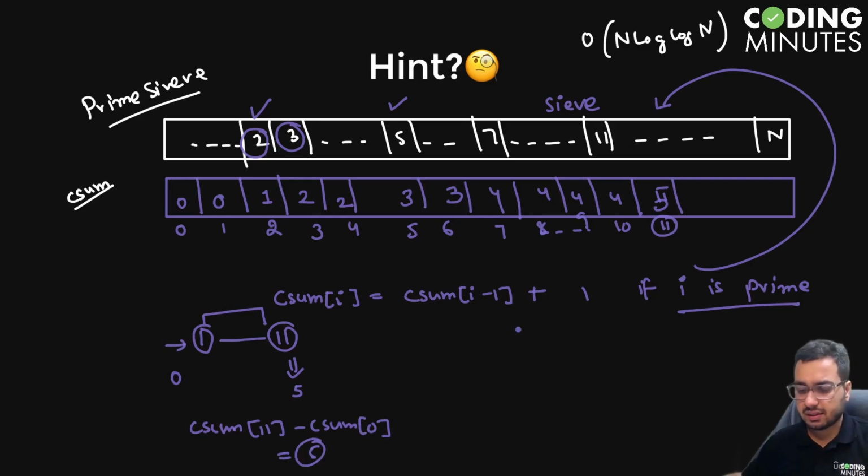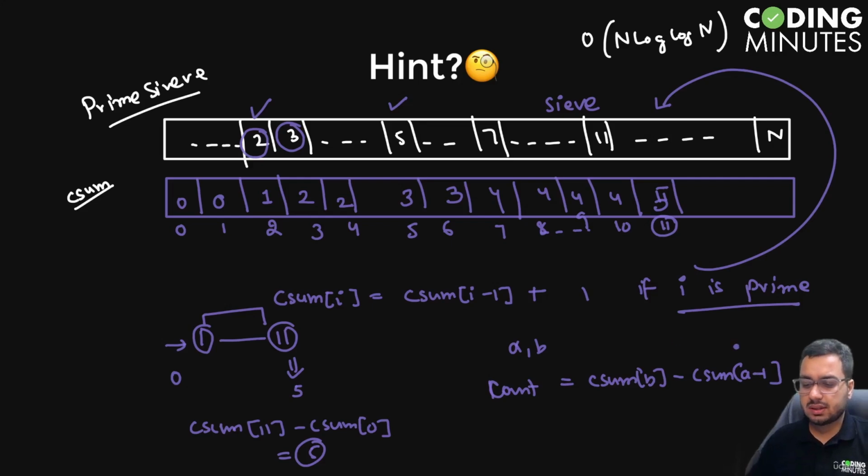So for any range A to B, the count of primes is nothing but C sum of B minus C sum of A minus 1. Because one tells me how many primes till A minus 1, and the other tells me how many primes till B.